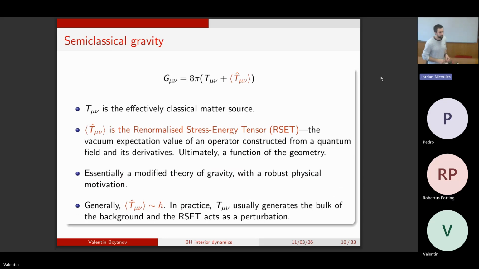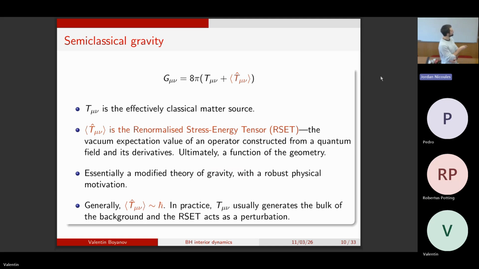Let's move on to the semi-classical part. So, semi-classical gravity is a theory where one takes the Einstein equations, and usually you can keep the effectively classical source, so the effectively classical stress energy tensor, which generates the bulk of the dynamics, say our stars and planets and collapsing matter that form black holes.